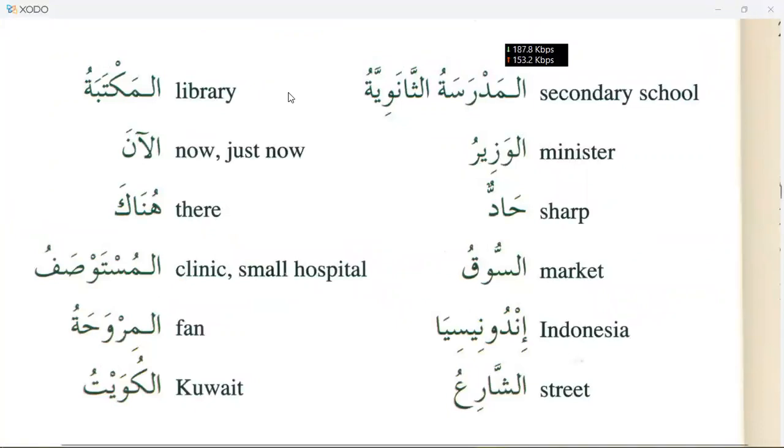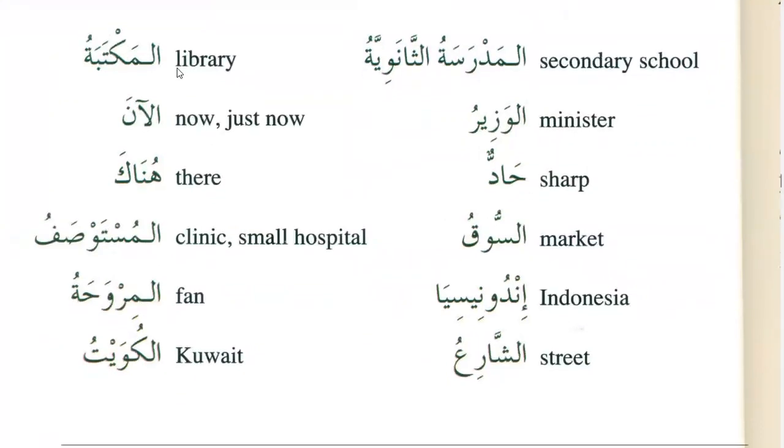Al-madratu thanawiyya, secondary school. Al-maktabu, the library. Al-waziru, minister. Al-an, now, or just now. Jadid, new. Haddu, sharp. Hunaka, there. Asuq, market. Al-mustawsafu, clinic, small hospital. Al-mirwaha, fan. Al-shara, street. Al-Kuwait, Kuwait.